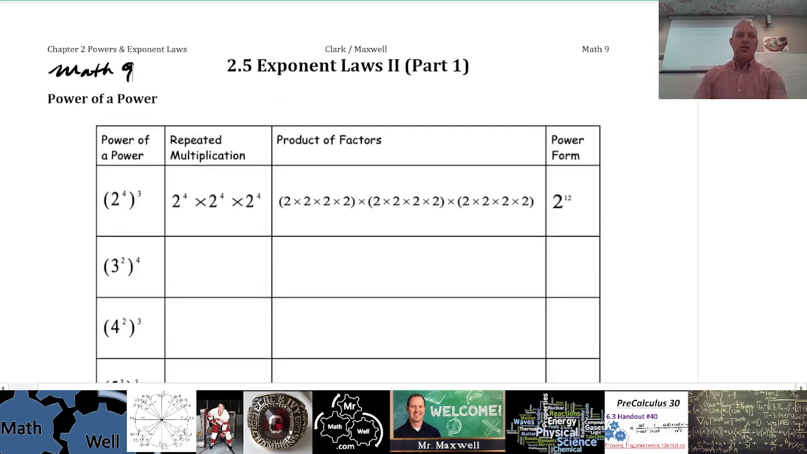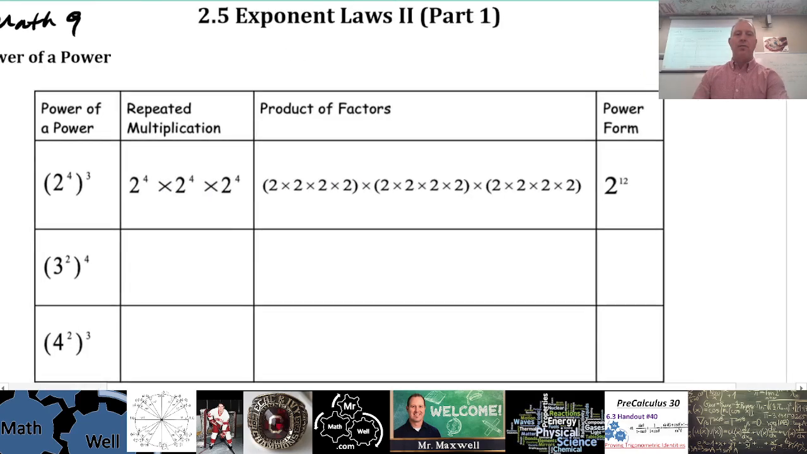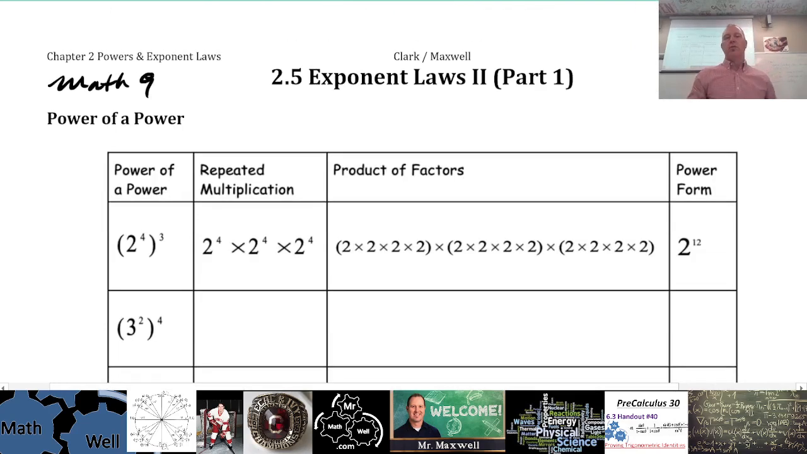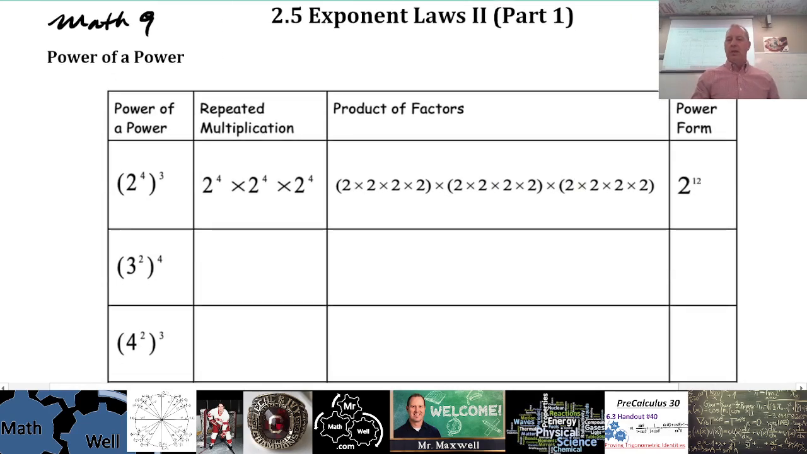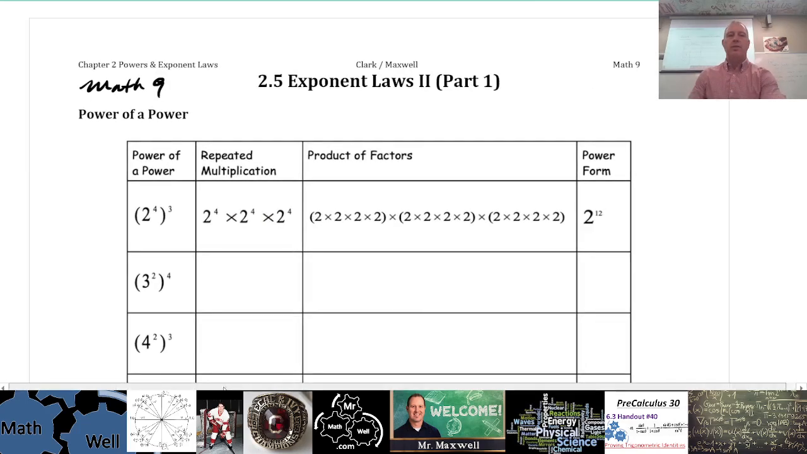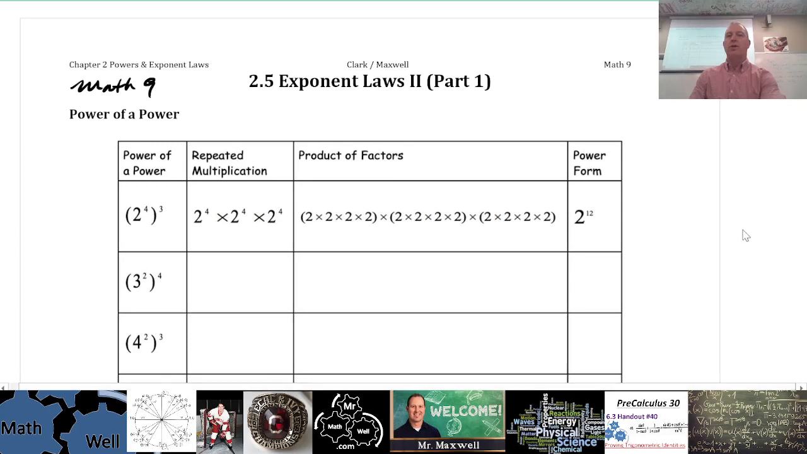All right, so what we're taking a look at today is a power of a power, or a power taken to another exponent. This is where we have two exponents involved. That's the thing with this one. So it's a little bit different than a product or a quotient, but on the same hand, there are some rules that we're going to be able to follow.